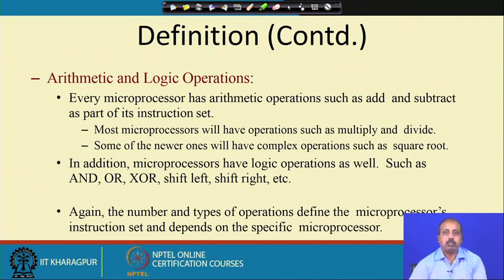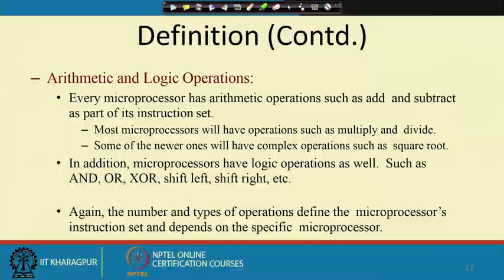Some processors are very simple, and we may be satisfied with basic operations like addition and subtraction. Some processors may support multiplication. For example, 8085 does not support multiplication, but other processors like 8086 or even 8051 do, and division is supported by some of the processors.